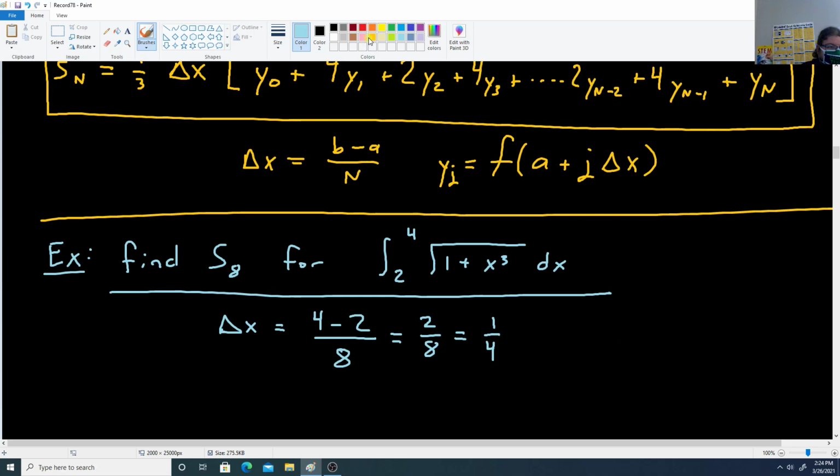So we're counting up by fourths. Our interval is going to start over here at 2 and stop at 4. We're breaking it up into 8 pieces, and each of the bars will have a width of 1/4. So this is going to be 2 up to 2.25, 2.25 up to 2.5, 2.5 up to 2.75, that up to 3.